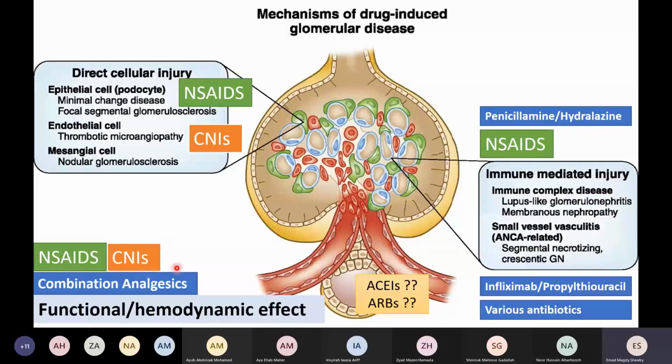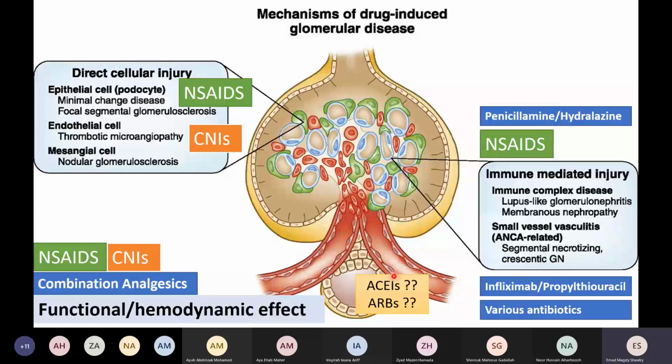This combination analgesic is now outdated. No one uses it, but in the last century, in the mid or late last century, the combination analgesic was commonly used: phenacetin plus aspirin plus COX inhibitors. This was a very destructive combination to the kidney perfusion and would cause glomerular ischemia. But now we still have non-steroidals and CNIs.